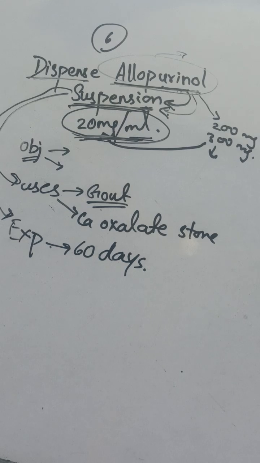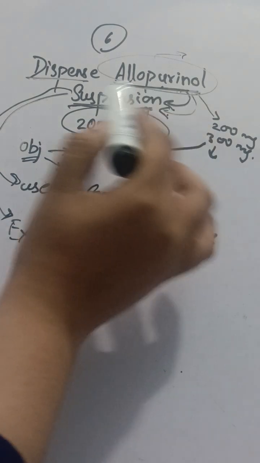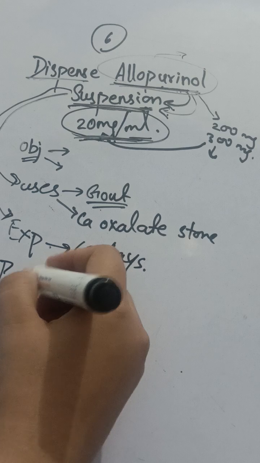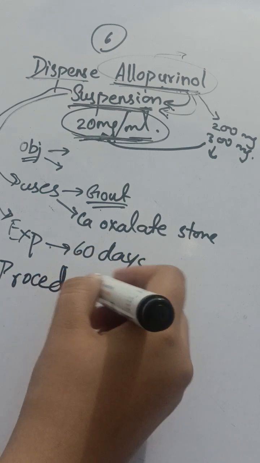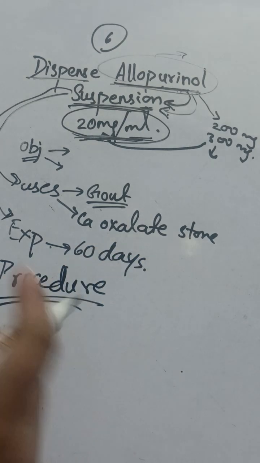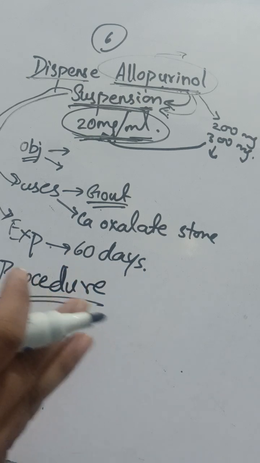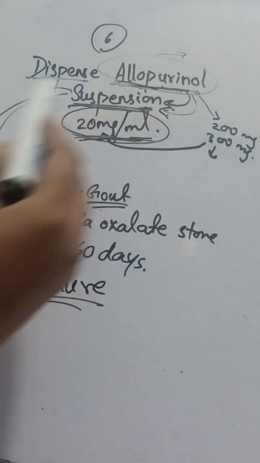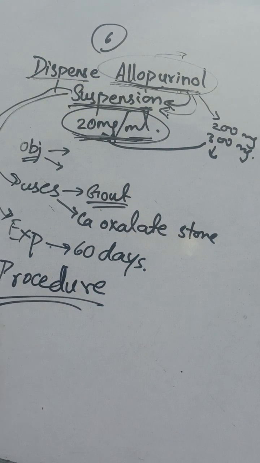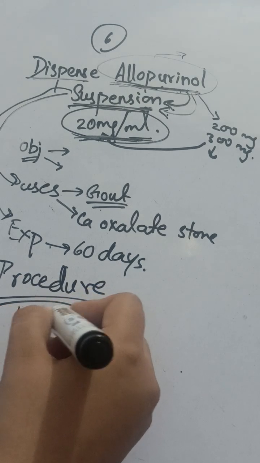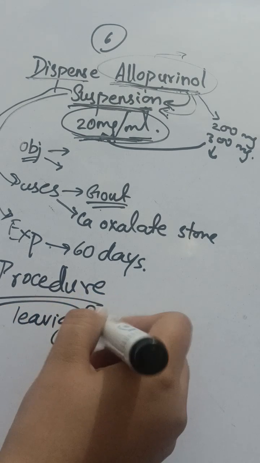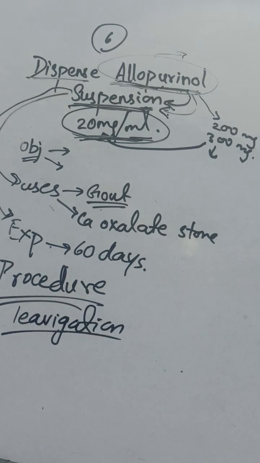So what is the procedure, how do you convert this tablet into the suspension form? Let's talk about the procedure. First of all, you have to make a ground powder of this drug, allopurinol, and you have to levigate it. Levigation is a very important process that you should know: we take our fine powder and mix it with a small amount of vehicle. We mix it in the pestle and mortar, and we make a paste out of it.